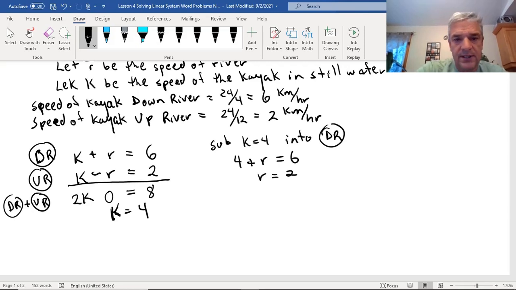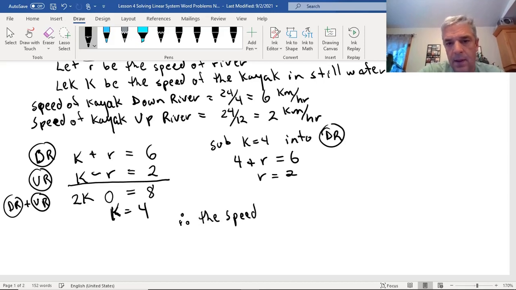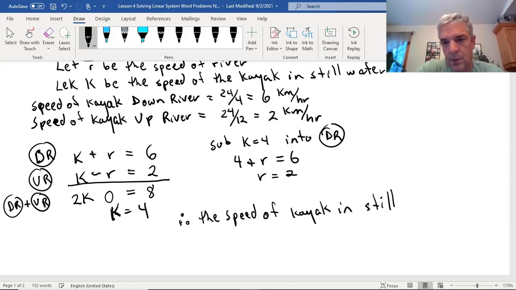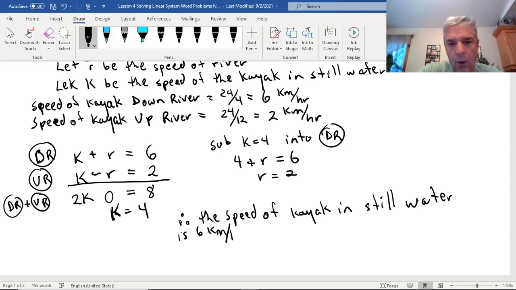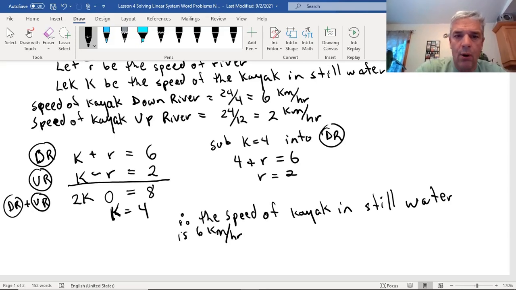So I'm going to say, therefore, the speed of the kayak in still water is 6, and it's kilometers per hour because these were kilometers per hour before, okay? So the units here go down here. Sorry, what? The speed of the kayak wasn't 6. What am I saying? The speed of the kayak was 4. Did I get that right? Sorry, I apologize. It was 4 kilometers per hour.